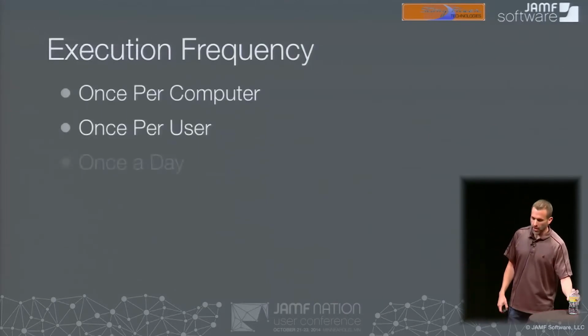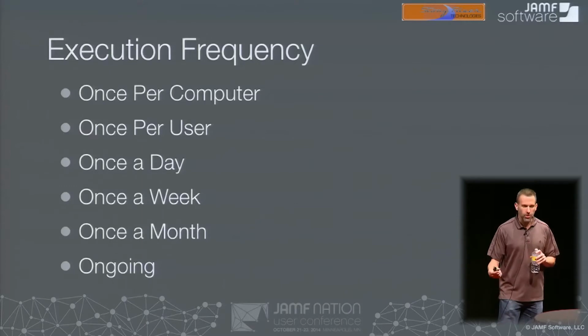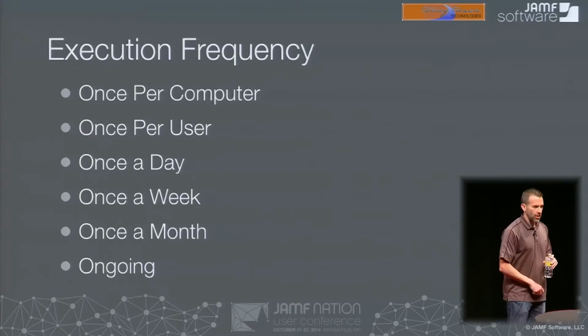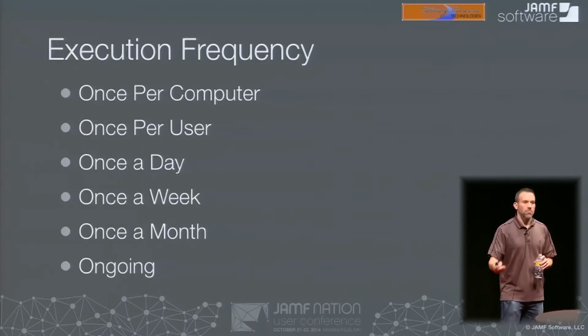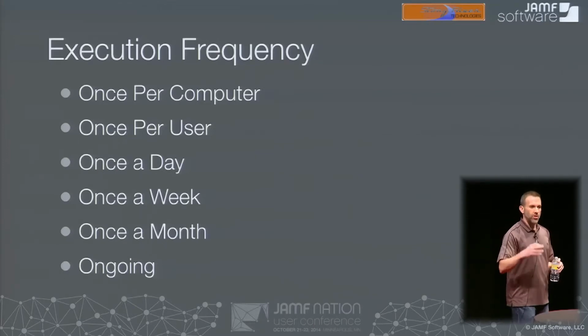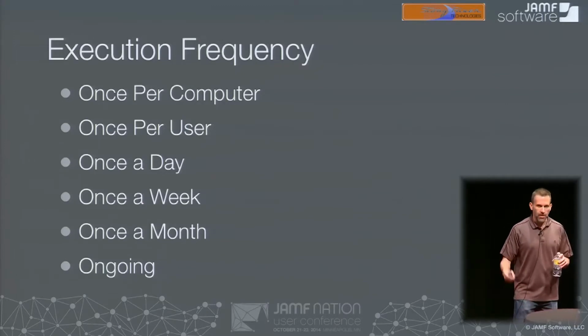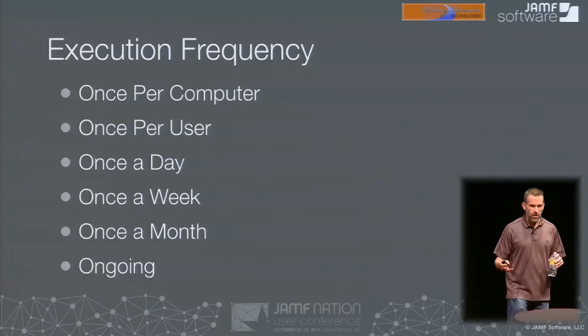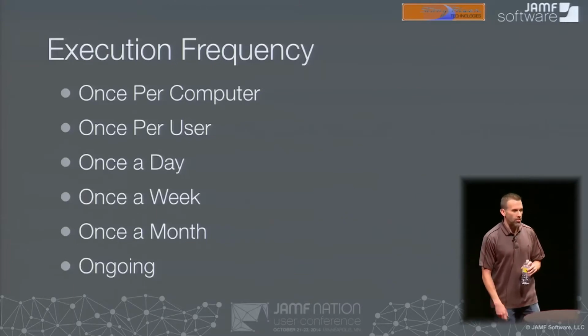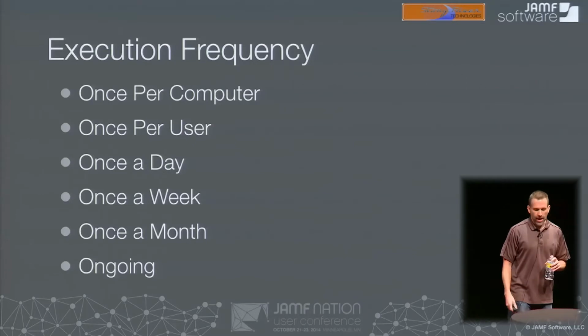Execution frequency. You may have seen these before. The once per items for computer and user means once. When it fails, it will fail and stop. It won't ever try again. It's not try every minute until it actually works. It's just do it once, because who wants to have 525,600 failures inside their policies? Let's just do it once. The once per week, day, month.